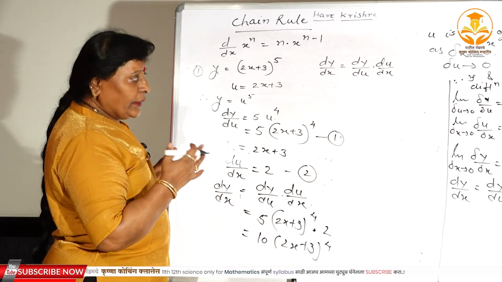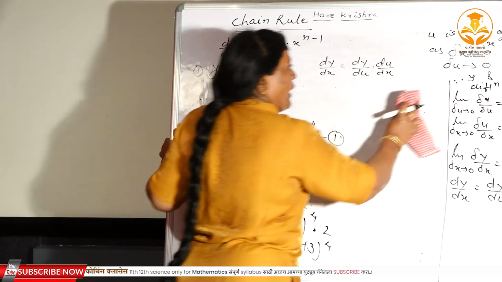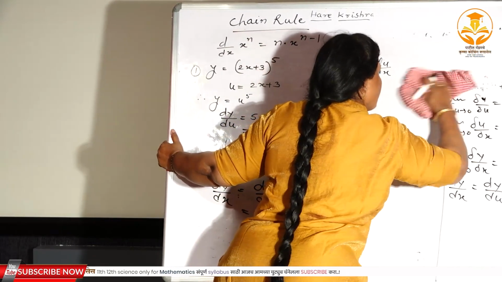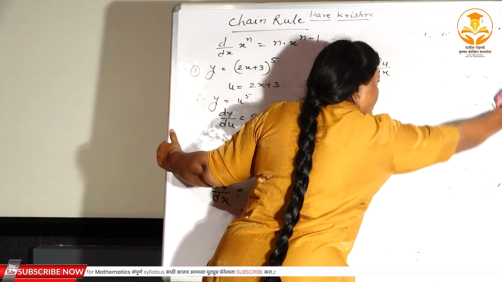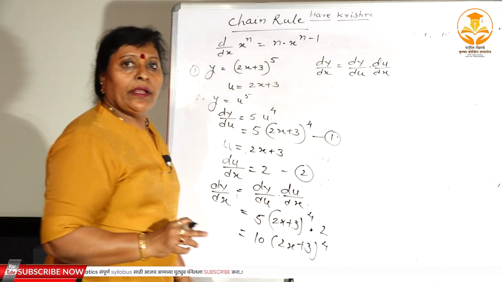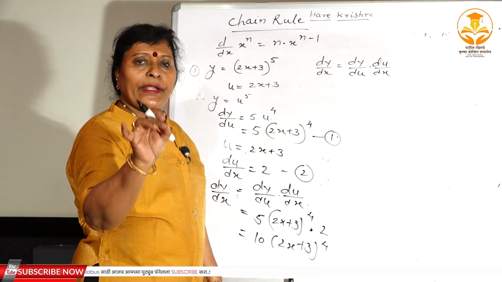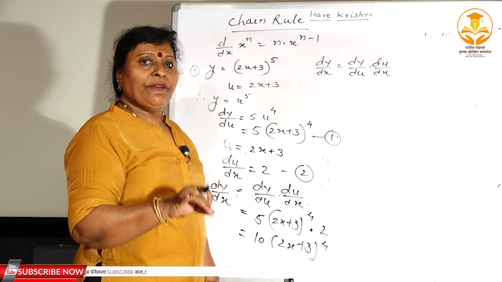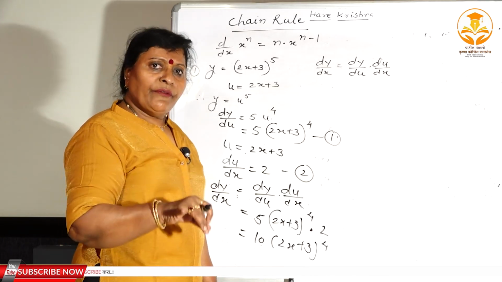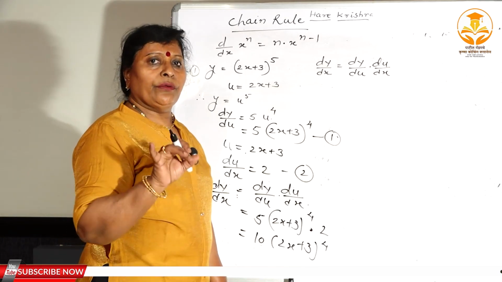So, for that purpose what you have to do, you can directly apply the formula. See, there are two things. First you have to substitute u in such a way that your function gets into standard form, right? Then you can find the derivative, and whatever u you put, you have to find its derivative.